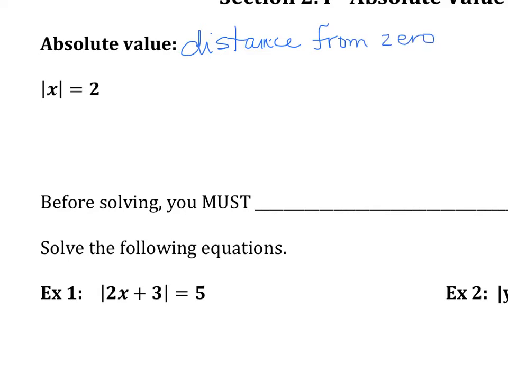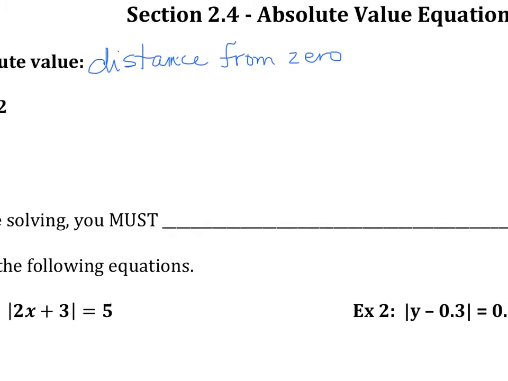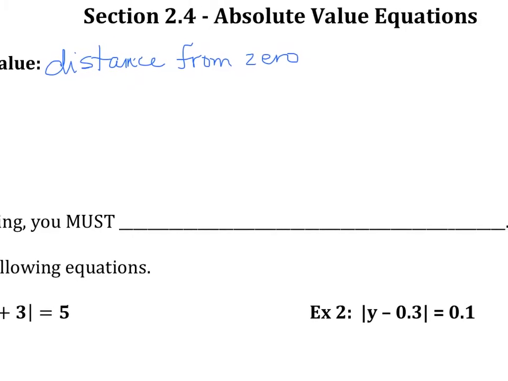Now, since it represents a distance, absolute value cannot be negative. So it's going to have to be greater than or equal to zero because you can travel a zero distance.